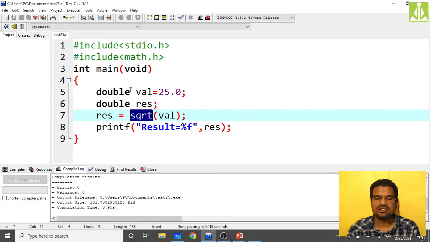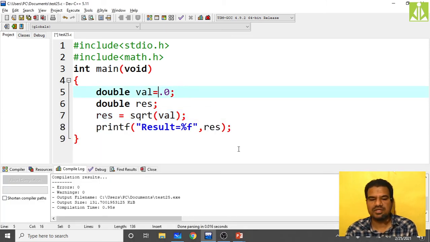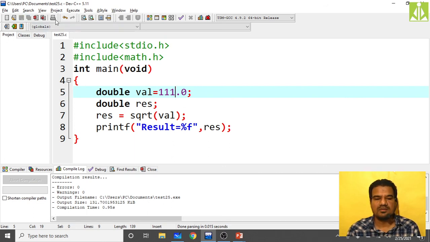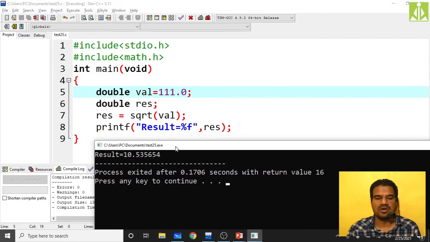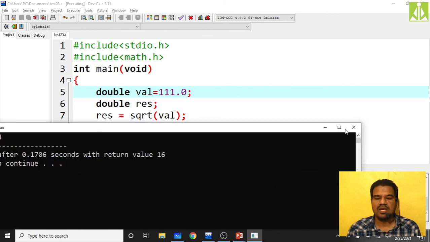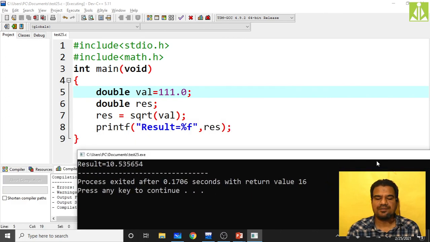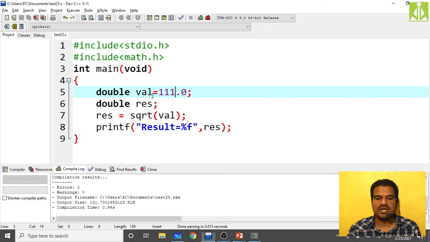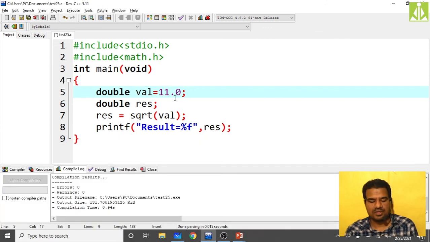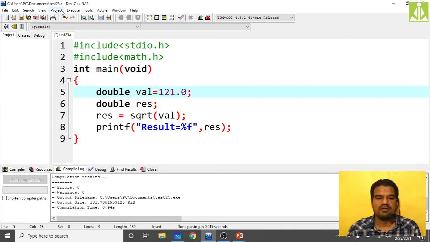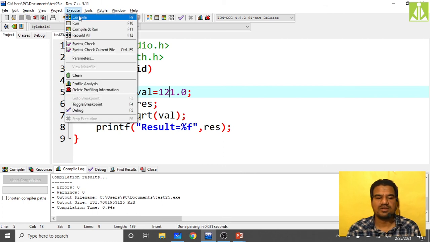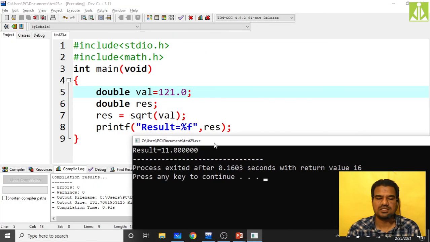So if I take 111 over here, what will be the result? Square root of 111, what is that? Maybe it is a decimal value, right? We'll see what value we will get. Yes, of course, we got 10 point something. If I take 121, the square root of 121 is 11, I guess, right? Quickly go and see whether we are getting the accurate result or not. Yes, we are getting 11 point all 6 zeros.